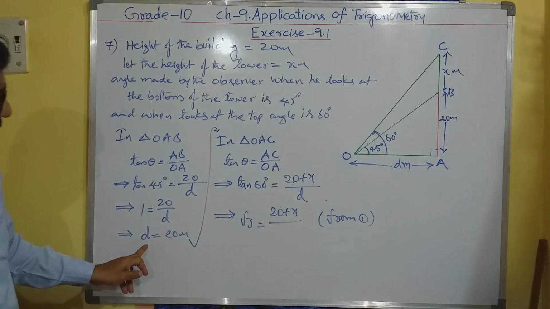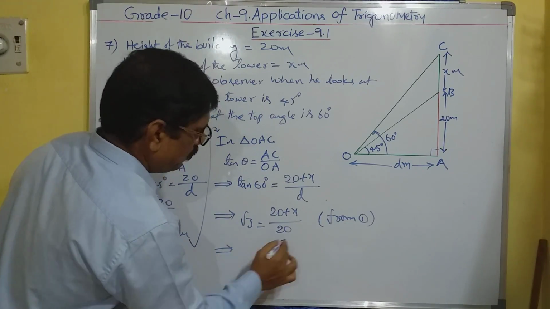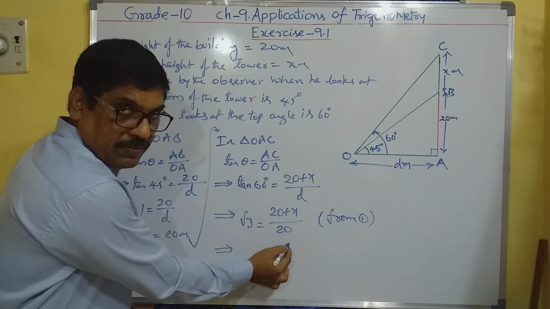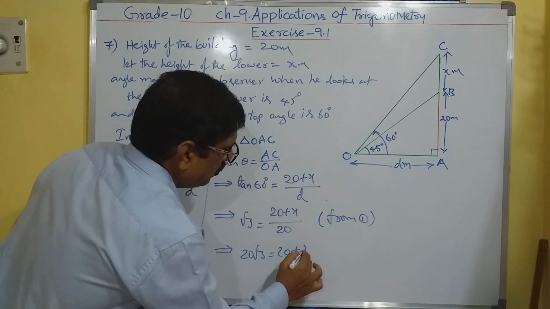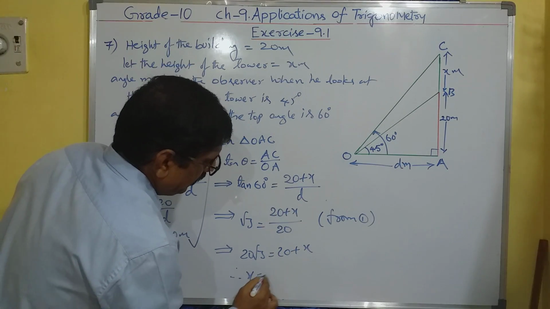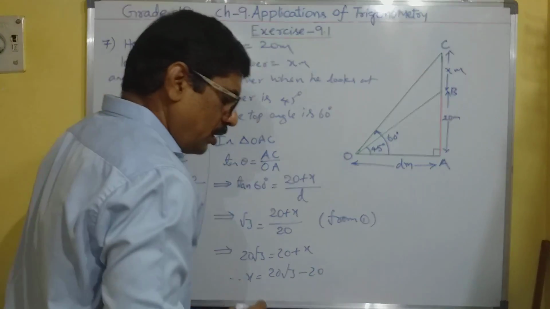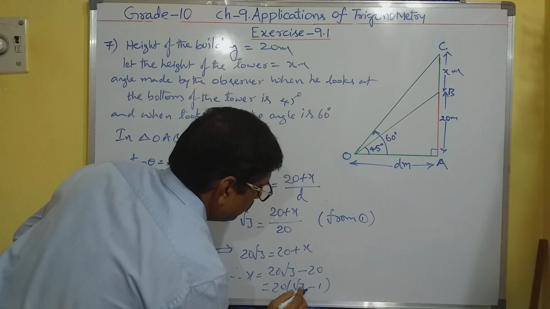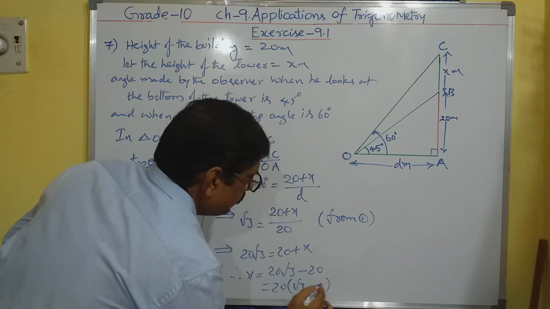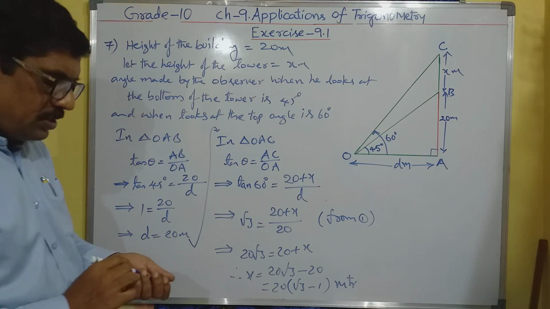From 1 you see, what is the D value? D value is 20. So let us take the 20 from the denominator to LHS, we get 20 root 3 is equal to 20 plus X. Therefore, X is equal to 20 root 3 minus 20. Now, let us take 20 common, 20 into root 3 minus 1 meters. So, this is the height of the tower.